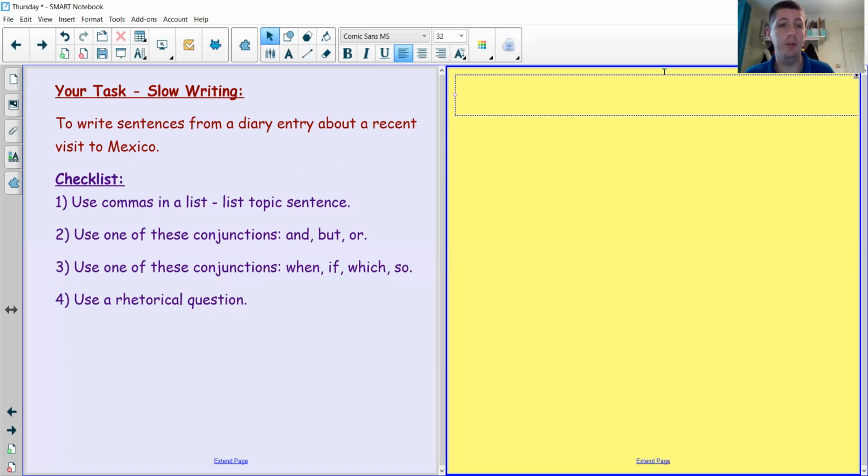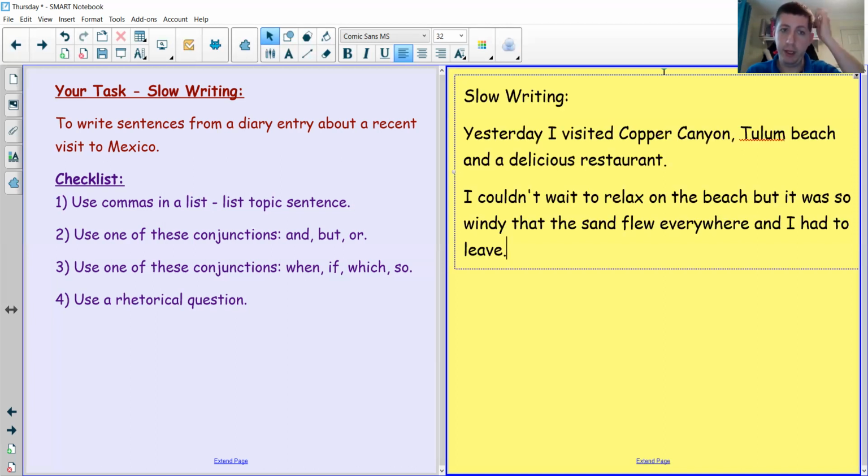Okay, and we're ready to move on to the third sentence now. So for the third sentence, we need to use one of the conjunctions when, if, which, or so. That's going to help me to write a complex sentence. You could try and begin your sentence with when or if you wanted to. It's a bit more difficult, or maybe it doesn't make sense to start our sentence with which or so, but one of these conjunctions could make a complex sentence. So let's have a go.